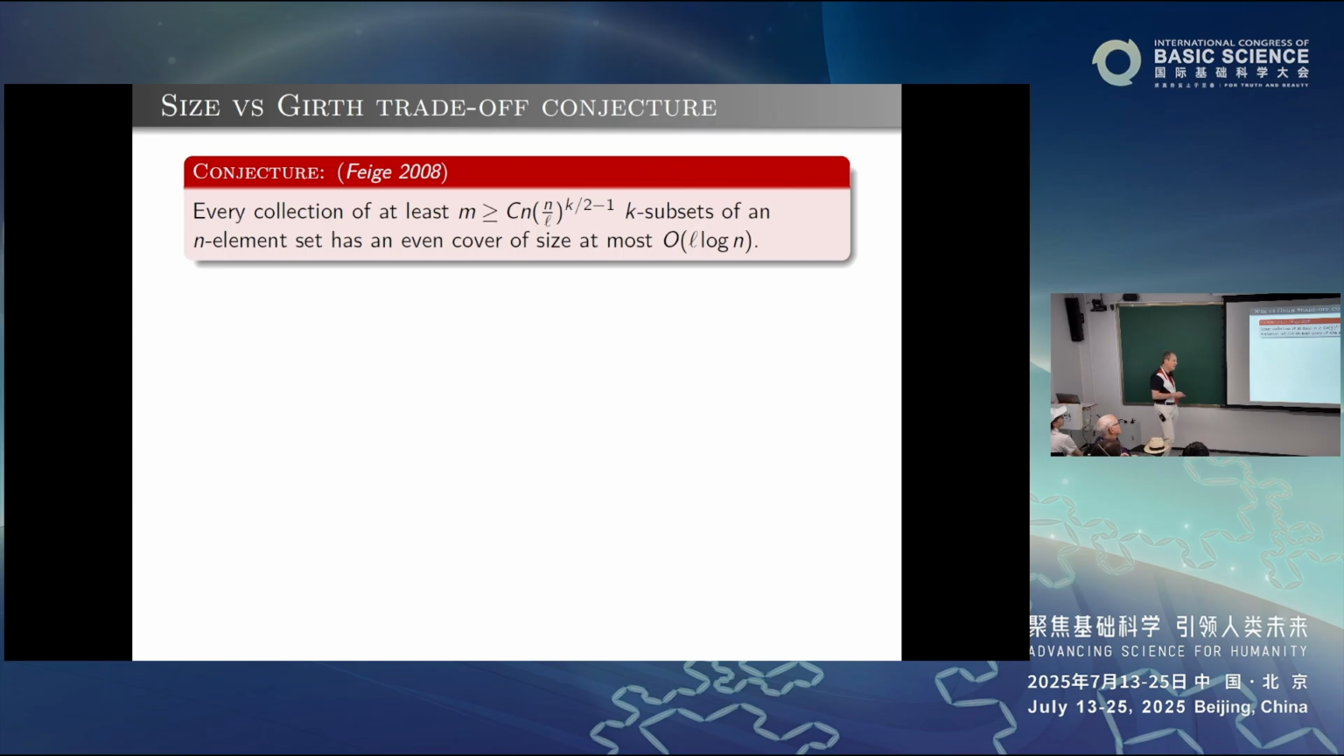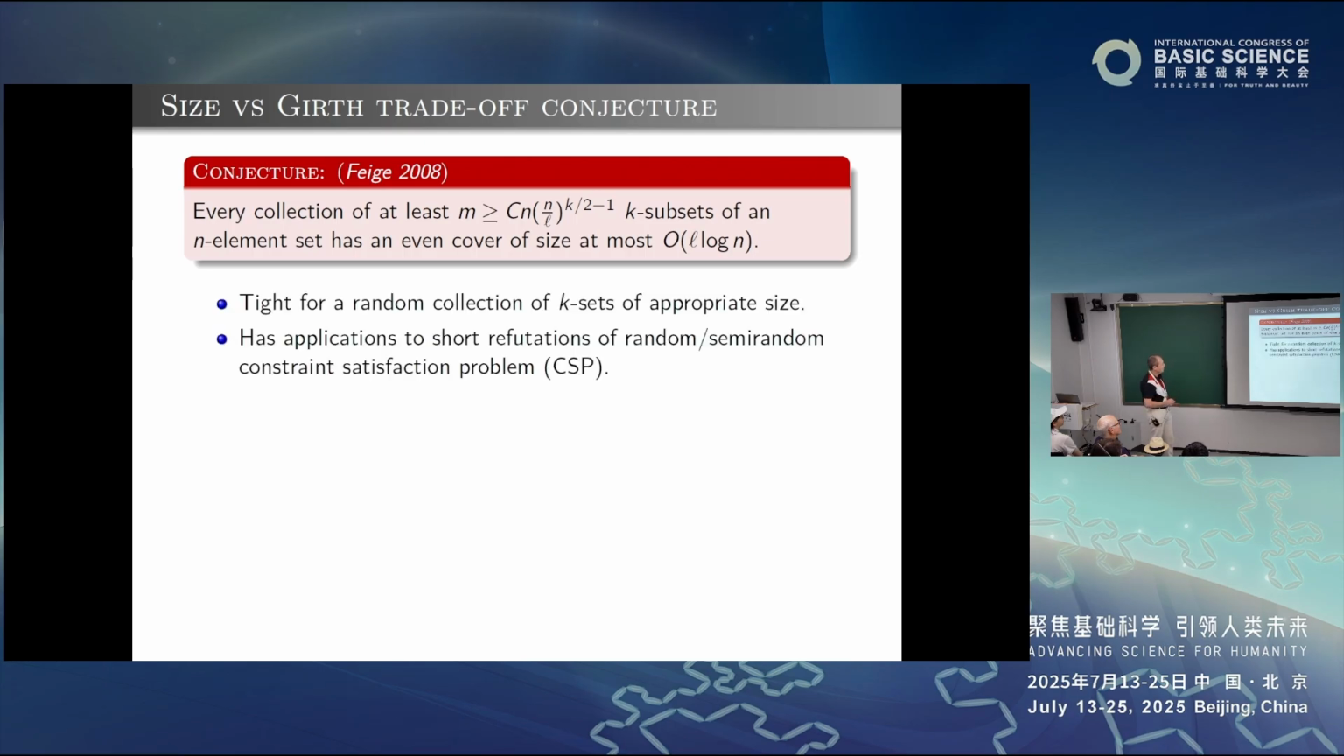And it really comes from looking at a random collection of that many sets. You can show that if you take this m much bigger than this quantity, you will have an even cover of this size, just by a first moment computation, and otherwise you don't. The important thing, the motivation for Uri, was that it came from a random constraint satisfaction problem. It's a very central problem in computer science. I give you an instance of some hard problem, say 3SAT, or some other constraint satisfaction problem.